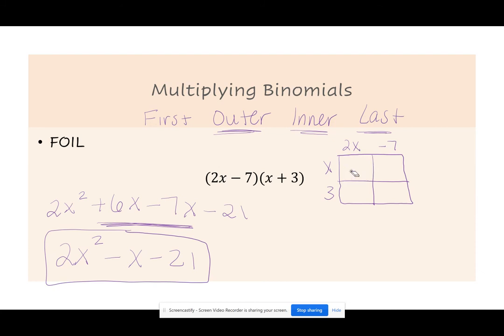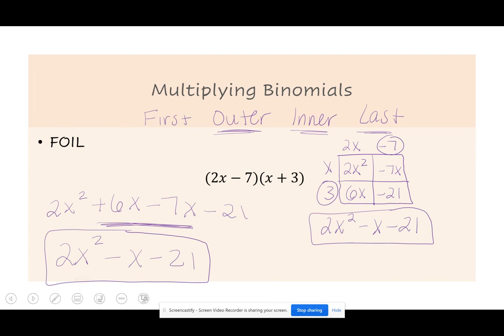And then in this box right here is this term times this term. So 2x times x is 2x squared. This box is negative 7 times x, so negative 7x. This box is 2x times 3, so just 6x. And then this box is the negative 7 times 3, so negative 21. And then we add them all together. So it's whatever method you prefer. We'll be looking more at it during class.